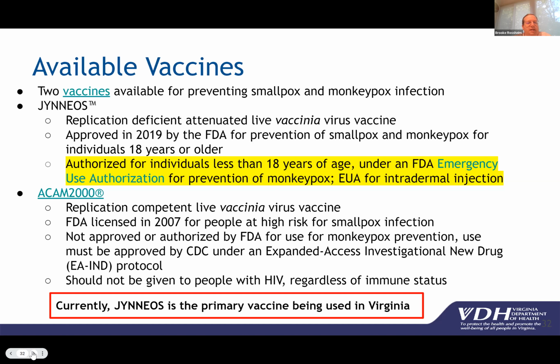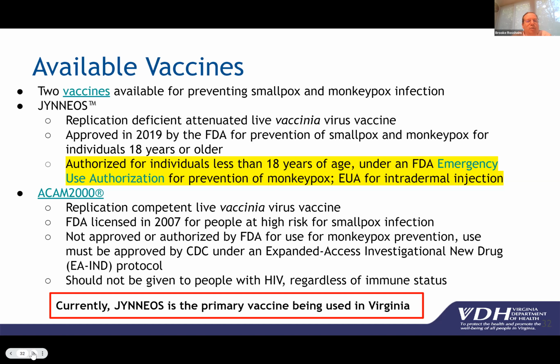The other vaccine is ACAM 2000. This is another vaccinia virus vaccine, and this is a live replication competent vaccine. So this is one where the vaccine can cause vaccinia illness on its own if it is not handled properly. Right now, as you can see in that red box below, Jynneos is the primary vaccine being used in Virginia, and that's correct. Right now, we are not using any ACAM 2000.